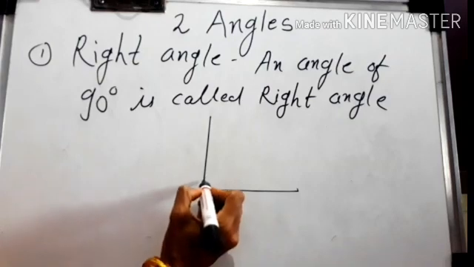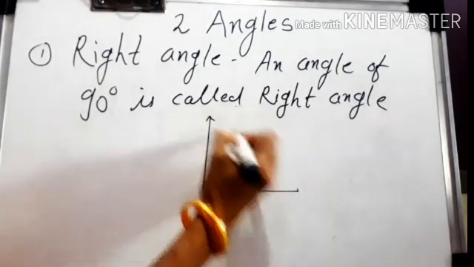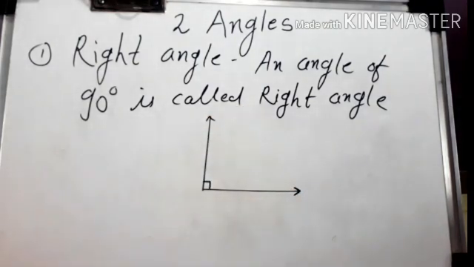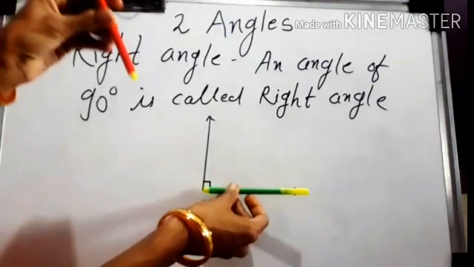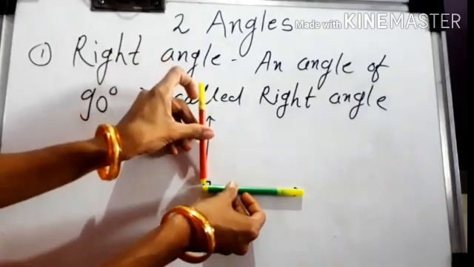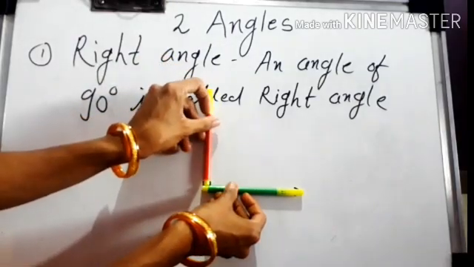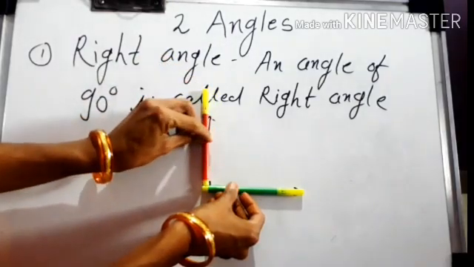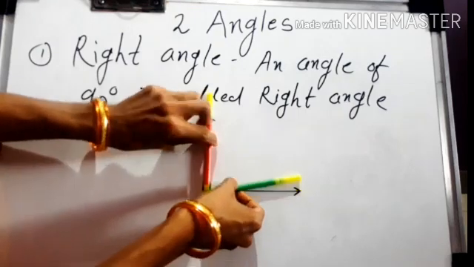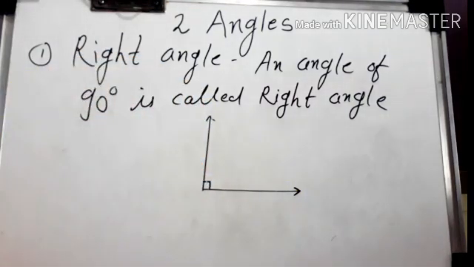Okay, here this sign shows that it is exactly a right angle. Right angle means what? Straight line. So, here I will show you right angle. Suppose this pen and this pen, if I keep like this way, then this is a right angle. Right angle means exactly 90 degree.